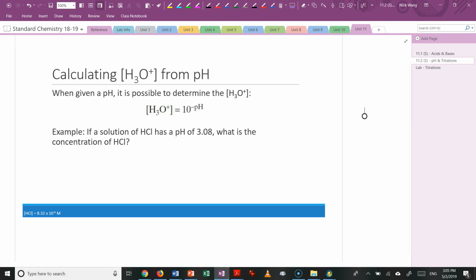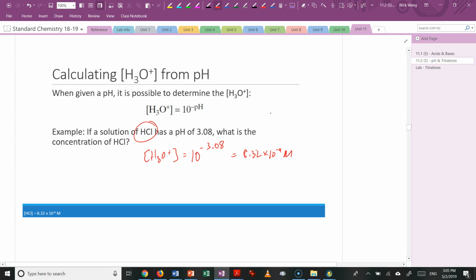First of all, if I'm given a pH, one thing I can solve for is the H3O plus concentration. That's equal to 10 raised to the negative 3.08. What calculation does that give you? That gives you 8.32 times 10 to the negative 4th molar. Now notice how this is actually the H3O plus concentration. The question is asking me for a solution of HCl.